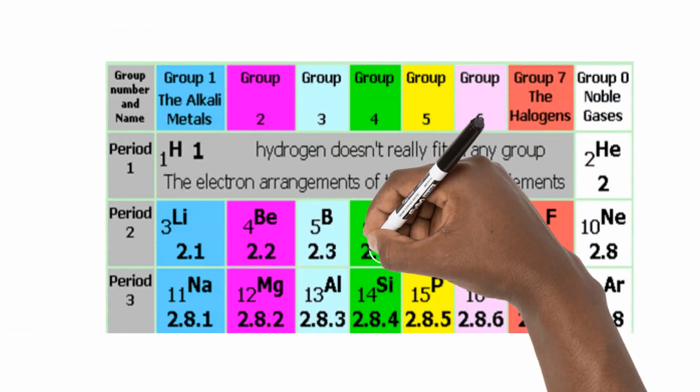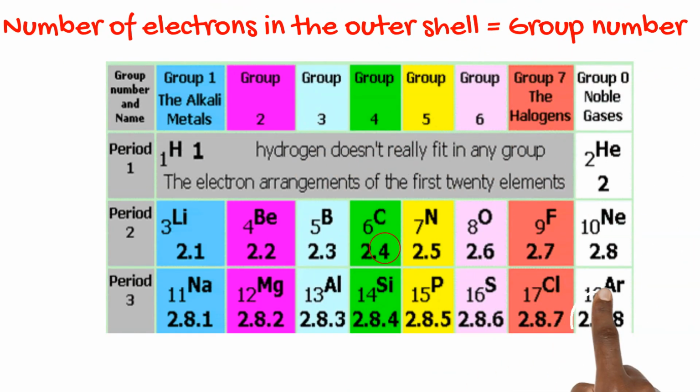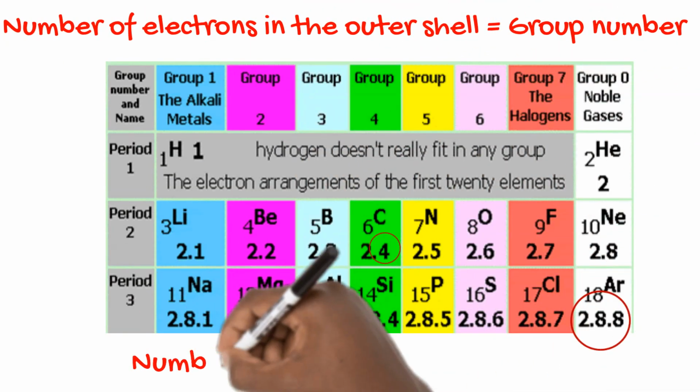In summary then, the number of electrons in the outer shell tells you the group the atom is in, and the number of shells tells you the period.